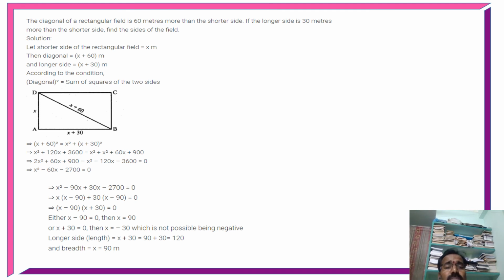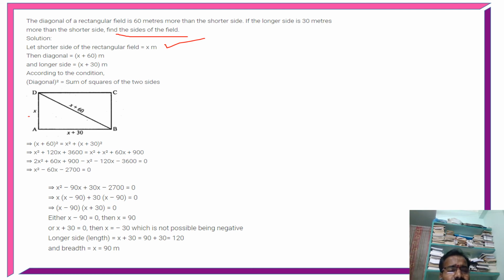A rectangular field: the diagonal is 60 meters more than the shortest side, and the longer side is 30 meters more than the shortest side. Find the sides of the field. Let us take the shortest side. If you observe here, the longer side and the diagonal are both compared with the shortest side.